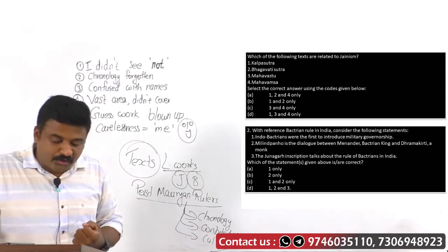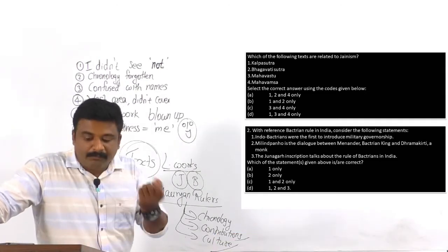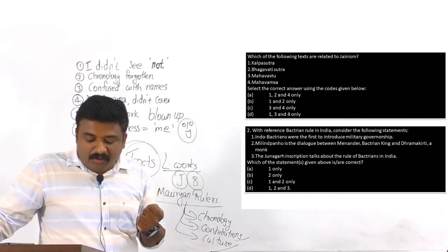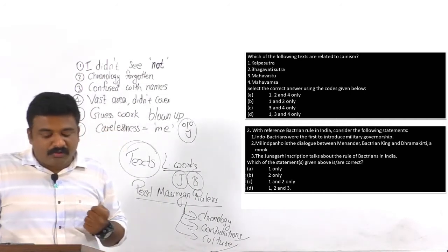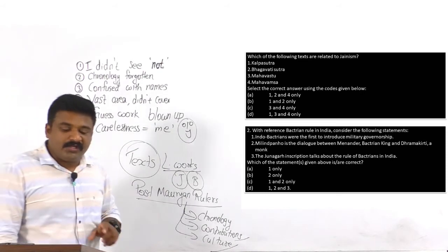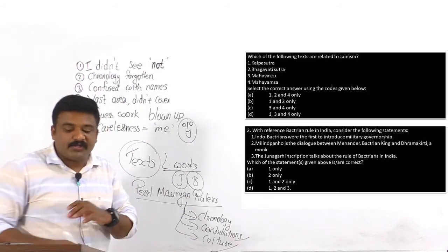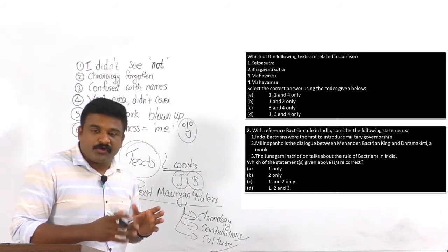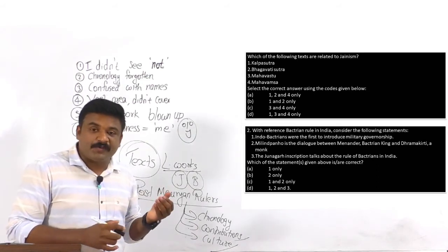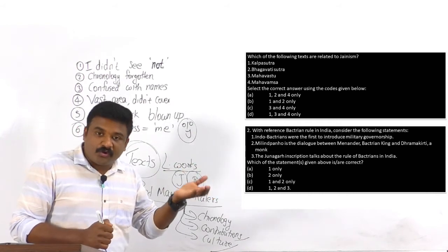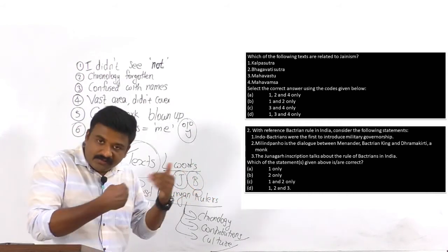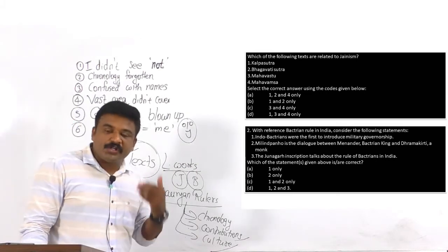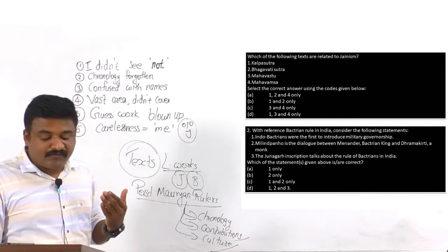Indo-Bactrians were the first to introduce military governorship. Milinda Panha is the dialogue between Menander, Bactrian king, and Dharmakirti, a monk. Junagadh inscription talks about the rule of Bactrians in India. So you see, these are very relevant facts given here. This is the way UPSC frames the statements. Indo-Greeks are also called Indo-Bactrians because first they settled in a region called Bactria in Afghanistan. From there they shifted to the northwest of India. So they officially introduced military governorship in India for the first time.